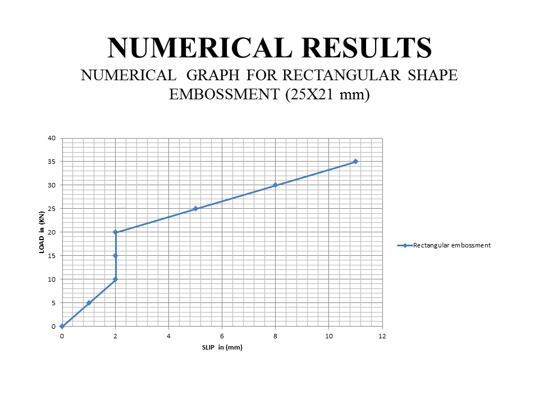This graph shows the slip resistant capacity of a rectangular shape embossment. In this, the maximum slip will be around 11 mm. When compared to the chevron shape embossment, this will be less resistive. So it is better to select chevron embossment. Comparatively, chevron is better. Rectangular is somewhat inferior to chevron.